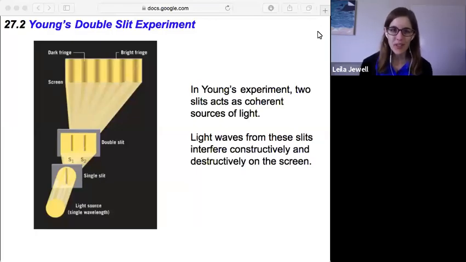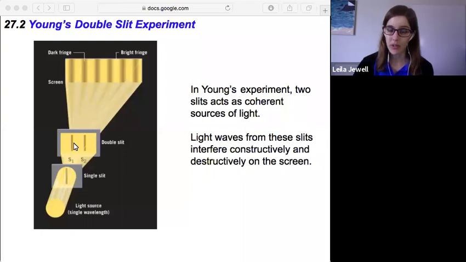Section 27.2, Young's double slit experiment. So a scientist by the last name of Young created an experiment where there's a light source of a single wavelength that's shown on a single slit to generate nice coherent light that passes through a double slit, two openings here. And so these two openings act like two separate coherent sources of light.